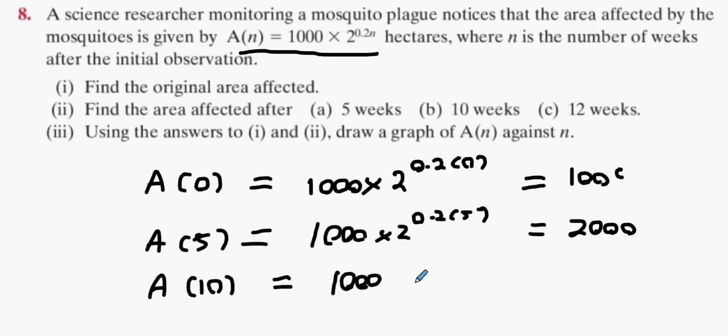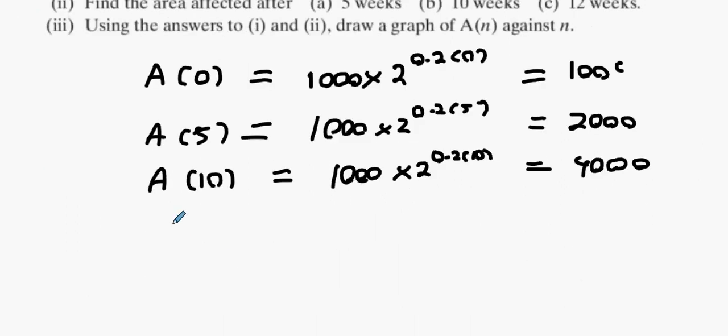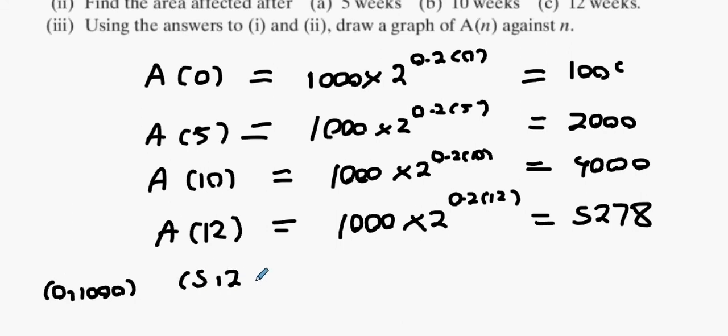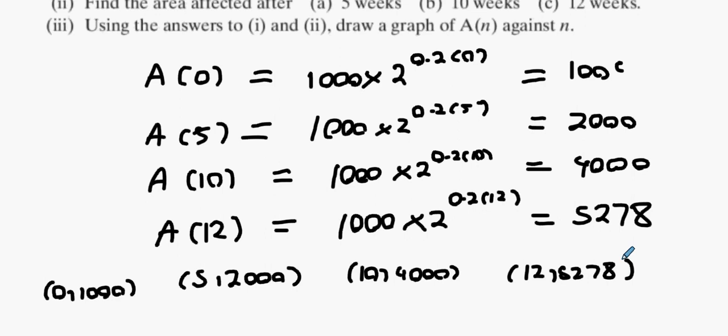And we got the answer for A10. 4,000. And finally, A12. 5,278. Okay. Next thing I'm going to do is draw a graph, aren't we? What points do you have? You have 0, 1,000. What else do you have? 5, 2,000. You have 10, 4,000, and you have 12, 5,278.